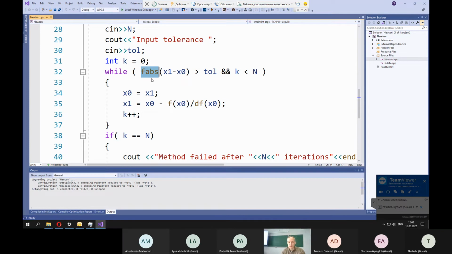So what does fabs mean? F abs, absolute value, float absolute. In clear C, there was a difference between fabs and abs. Now in C++ you can use just abs to write absolute value, but I use fabs to indicate that this value is a float.